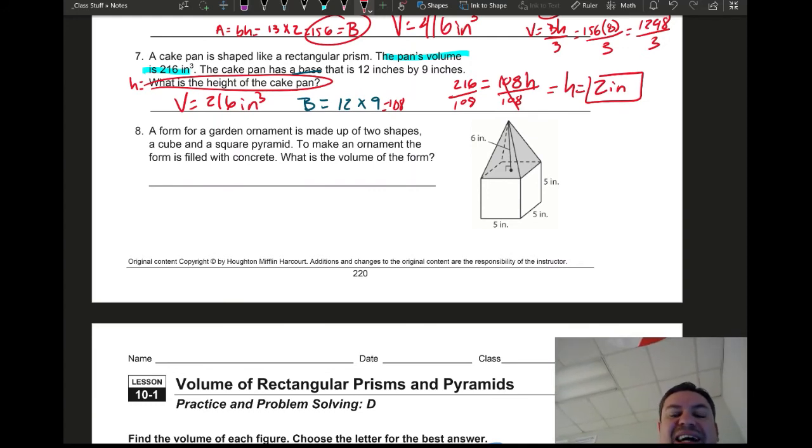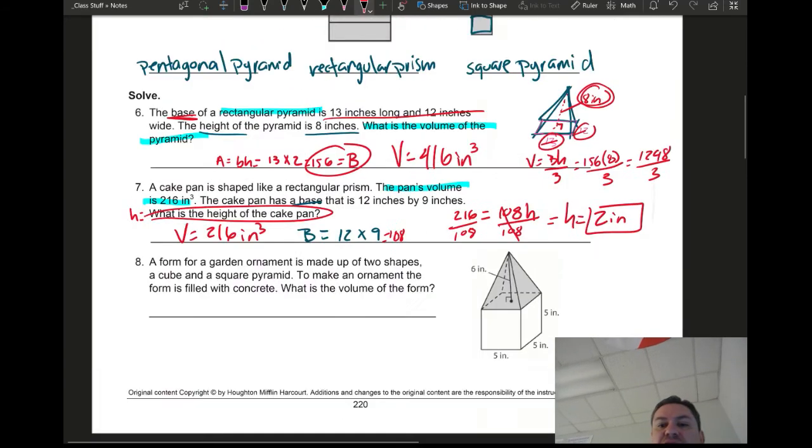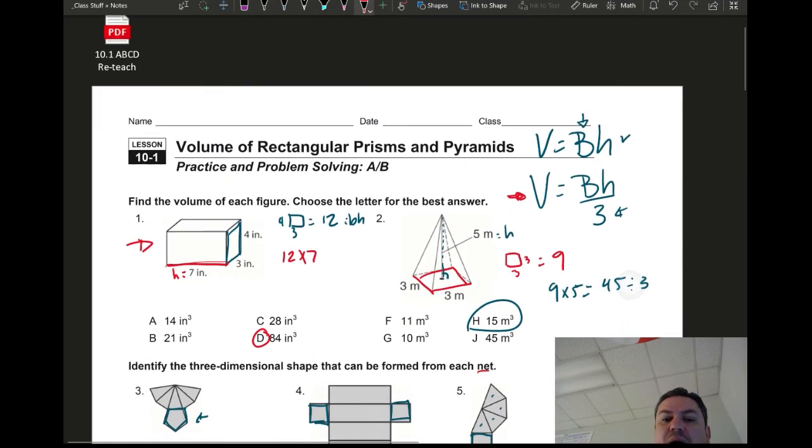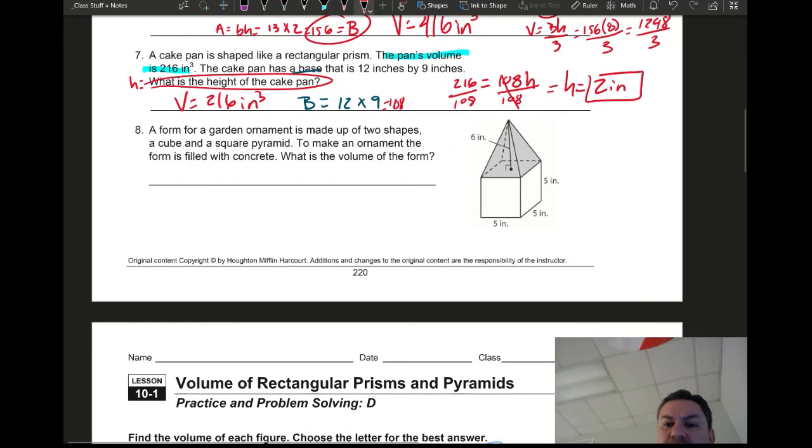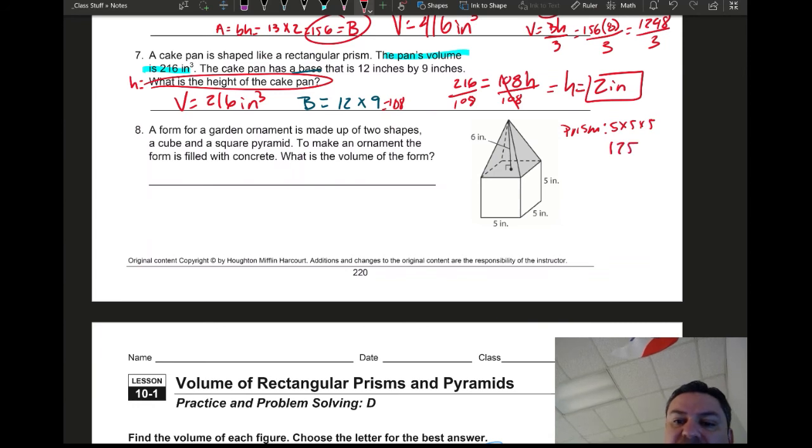So you're going to use both of the formulas right here, but I'm going to do it the fast way. For a prism, multiply the 3 numbers, and that's it. So it's going to be 5 times 5 times 5, which is 125 inches cubed. So this is 125.